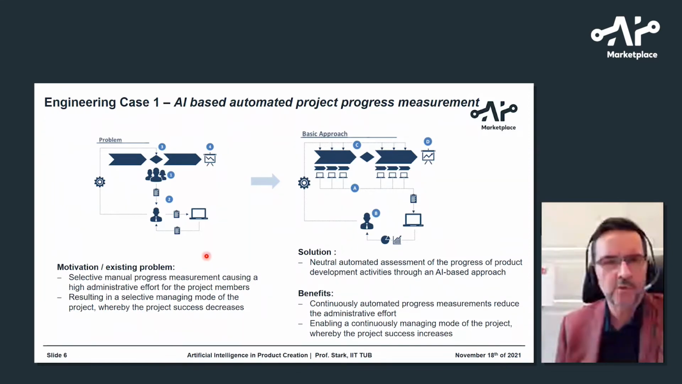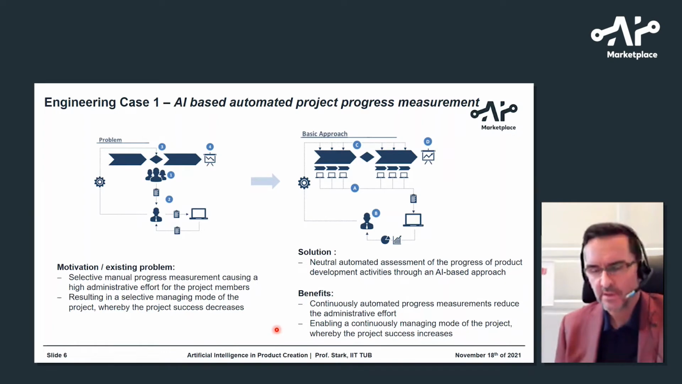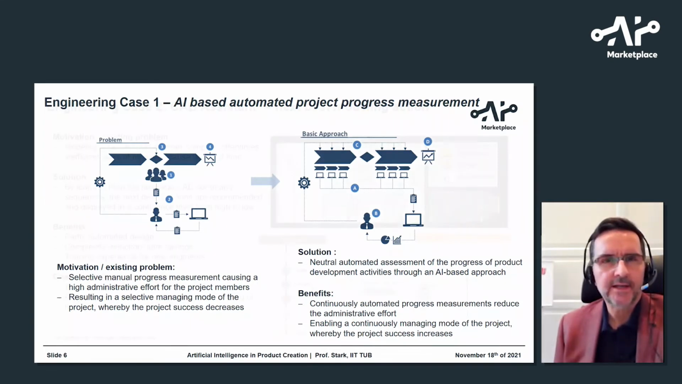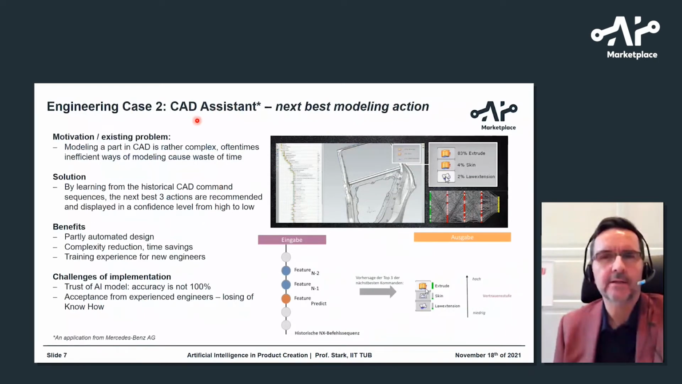There's a motivation that we want to get rid of the selective manual progress measurement, as it is tedious right now, because that results in a selective management mode of how you really have human beings in the room to do that. Or can we go into a more neutral automated assessment of the progress of product development activities, based on something AI can support us in measuring? How far are we with the digital artifacts? How far are we with our collaboration, so that we can gain those benefits to have more continuous automated kinds of activities, and that we can enable a continuous managing mode of the project and not just milestones, which is sometimes costly.